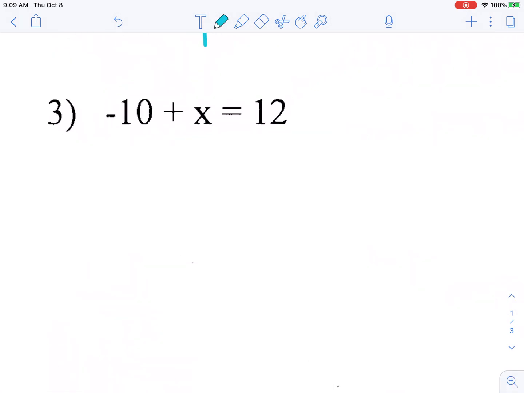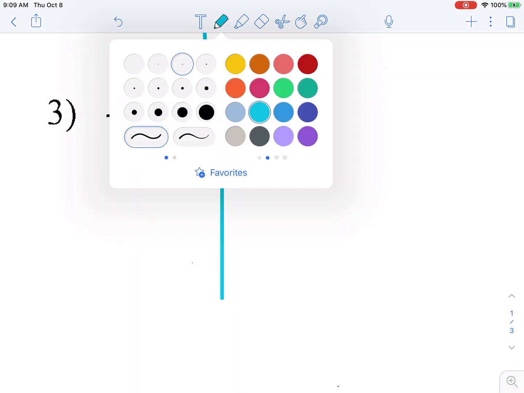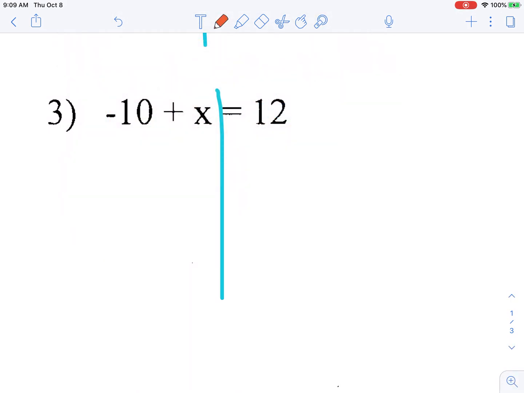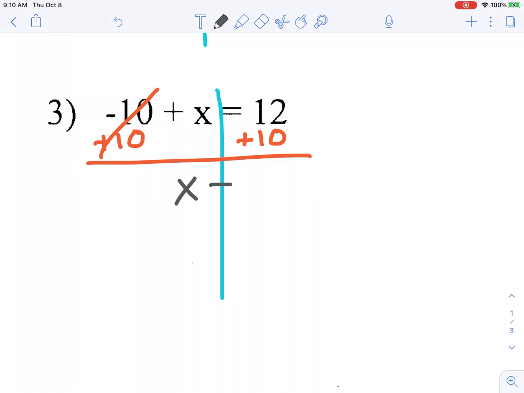Okay, so I'm going to drop my line, and I've got a left side and I've got a right side. They both need to equal. The thing about this one is that on the left, that is a negative 10. And so to cancel out a negative 10, we need to have a positive 10. That's the only way that's going to become 0. And so since I added a positive 10 on the left, we have to add a positive 10 on the right. And that's going to leave me with just X, which is awesome.